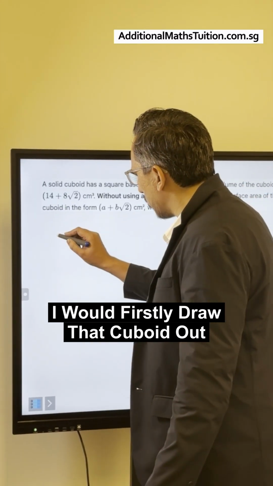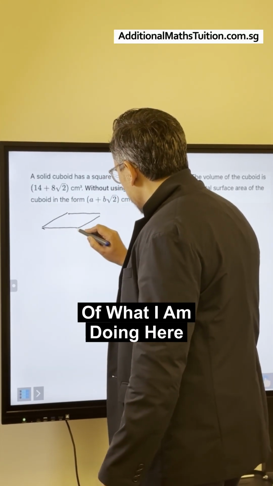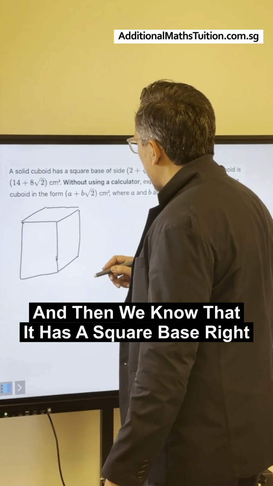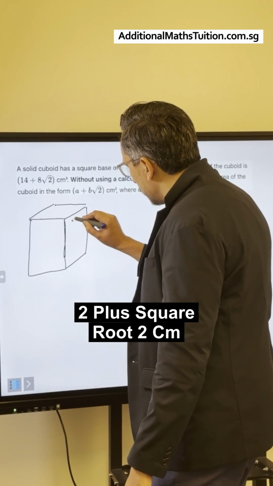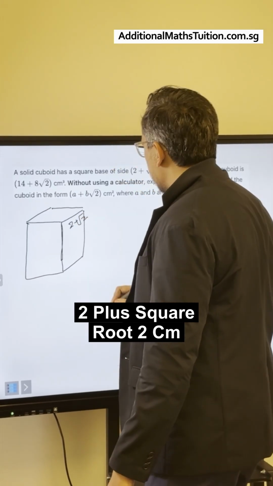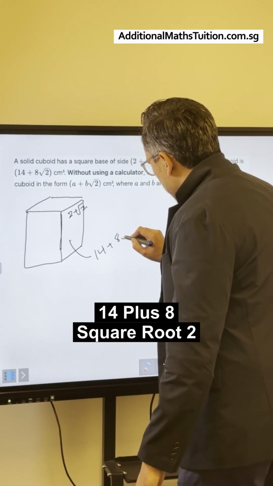I would firstly draw that cuboid out so that I have a better picture of what I'm doing here. And then we know that it has a square base, right? So the square base and the square top will be of the same dimensions. That will be 2 plus square root 2 cm. The entire volume of the cuboid is 14 plus 8 square root 2.